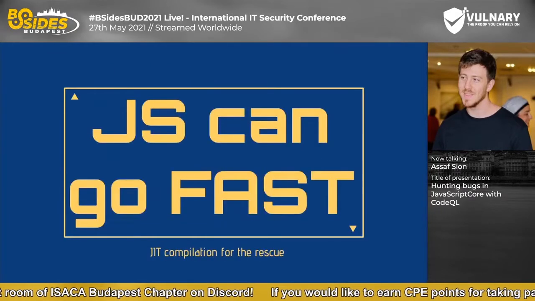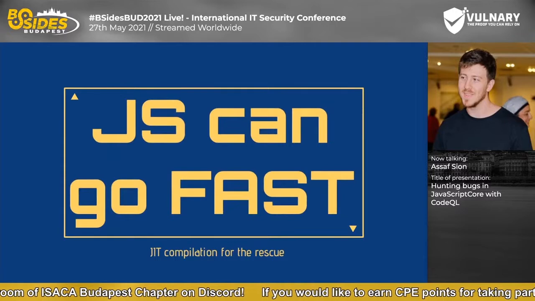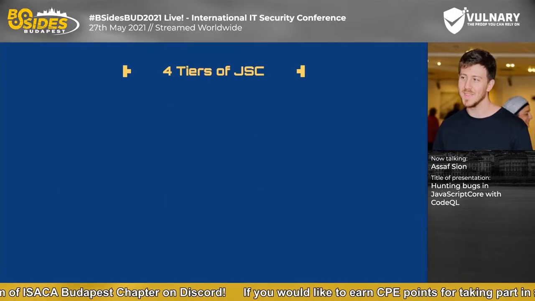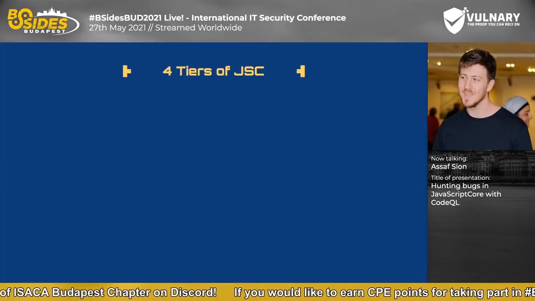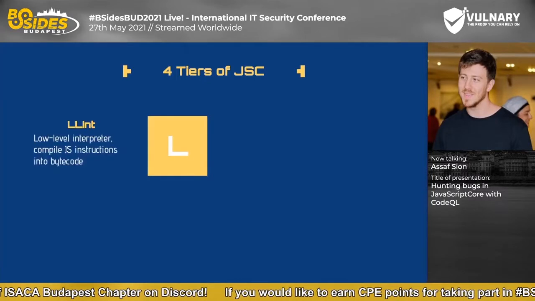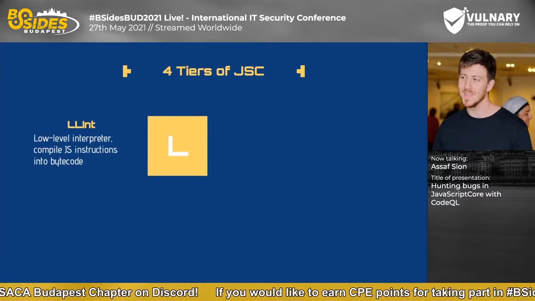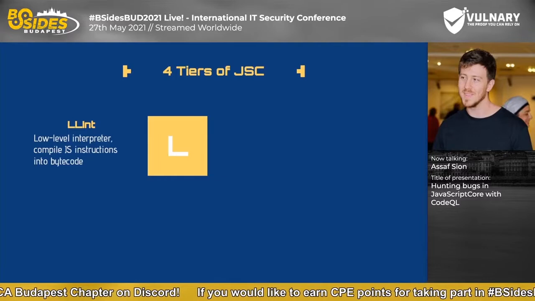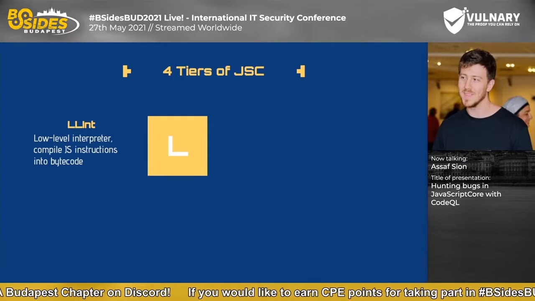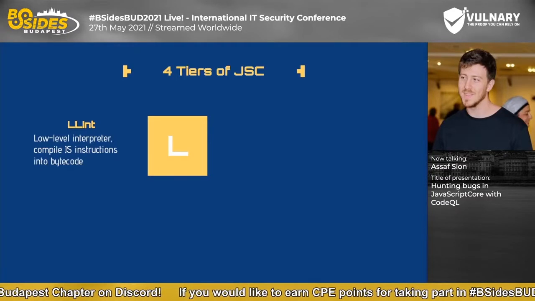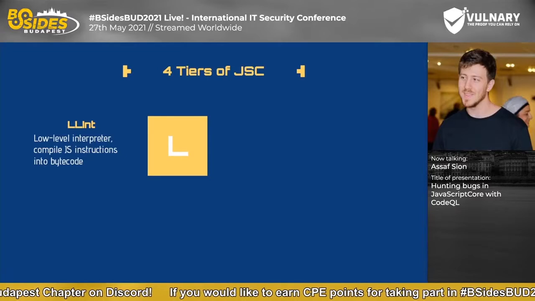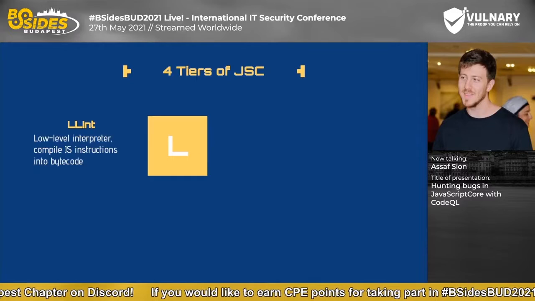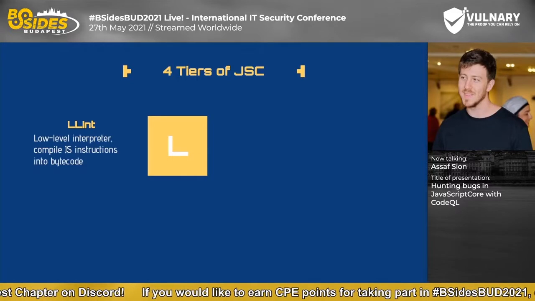JavaScript can go fast. This is where JIT compilation comes to the rescue. There are 4 tiers that an instruction can live in in JavaScript. The first tier, we already talked about. It's the low-level interpreter compiler. This basically takes the JavaScript instructions and compiles them into bytecode. It's not actual code that the processor can execute. It's bytecode that the JavaScript engine can execute.